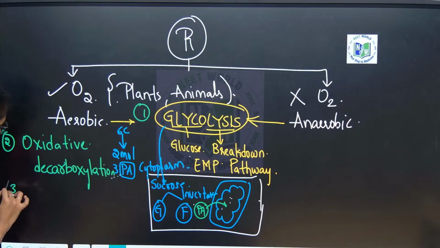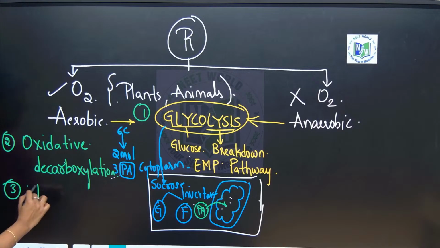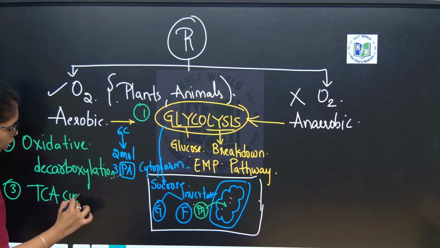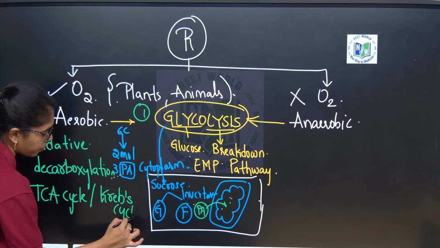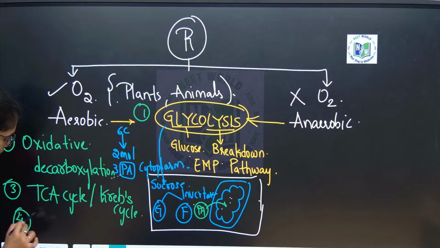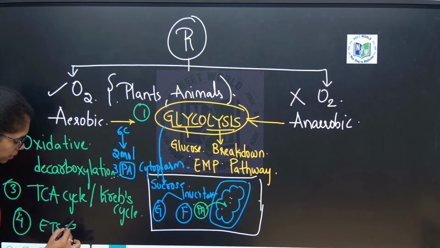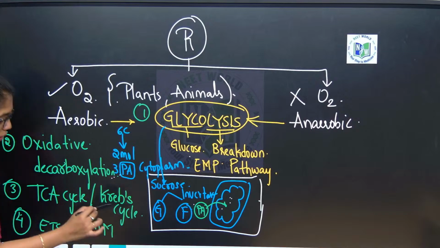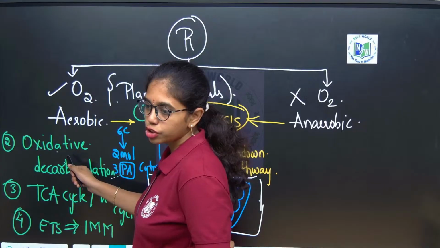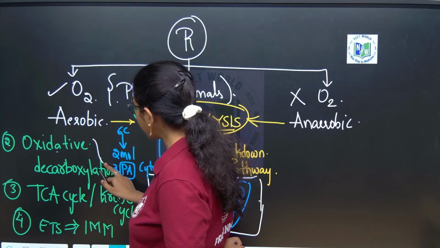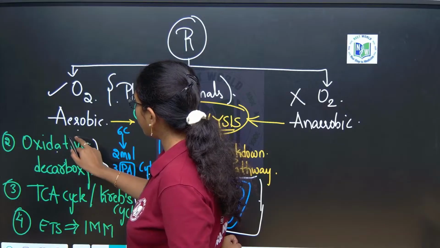And after oxidative decarboxylation, the third step is the TCA cycle, or Krebs cycle. Fourth, last and final step is the electron transport system, which is activated in the inner mitochondrial membrane. Both oxidative decarboxylation, or link reaction as we also call it, and the TCA cycle happen in the mitochondrial matrix.